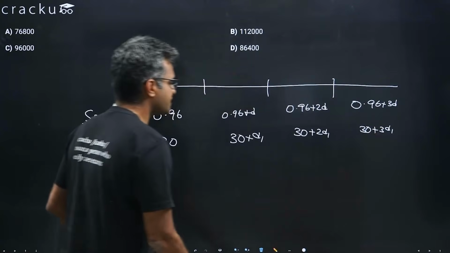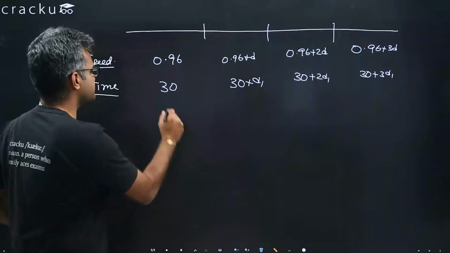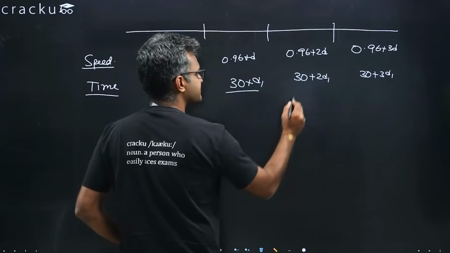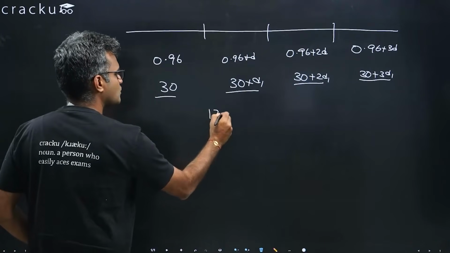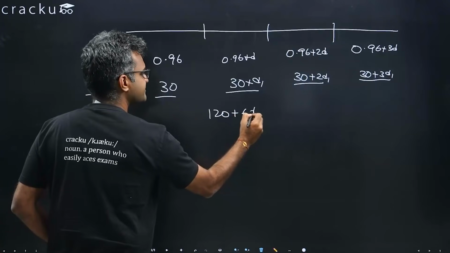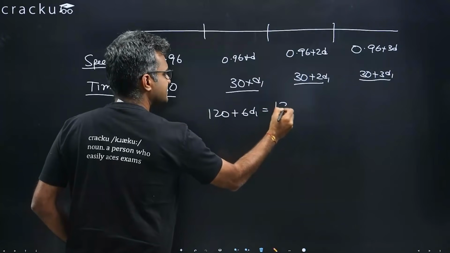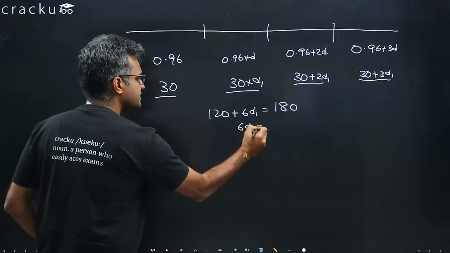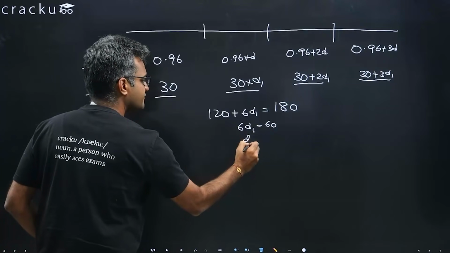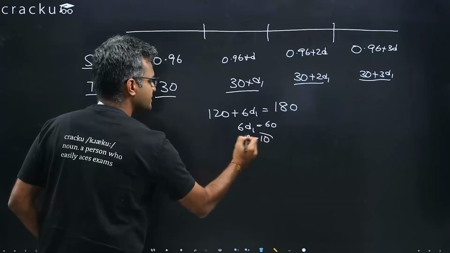So what is the total time that she traveled? The total time is 30 plus 30 plus d1 plus 30 plus 2d1 plus 30 plus 3d1, which will come to equal 120 plus 6d1. This will equal 3 hours, which is 180 minutes, or 6d1 is equal to 60. So the value of d1 is equal to 10 minutes.